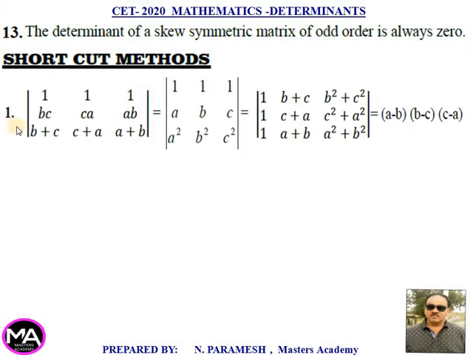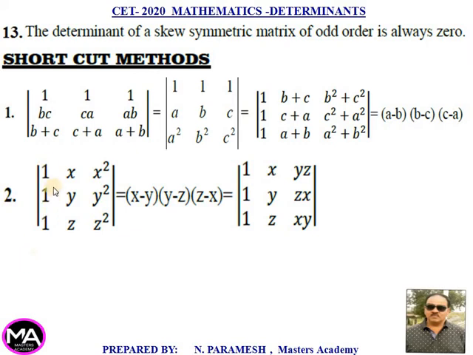Shortcut methods. First point, determinant, first row 1 1 1, second row BC CA AB, third row B plus C, C plus A, A plus B is equal to determinant, first row 1 1 1, second row A B C, third row A square B square C square is equal to determinant, first row 1, B plus C, B square plus C square, second row 1, C plus A, C square plus A square, third row 1, A plus B, A square plus B square is equal to (A minus B)(B minus C)(C minus A).